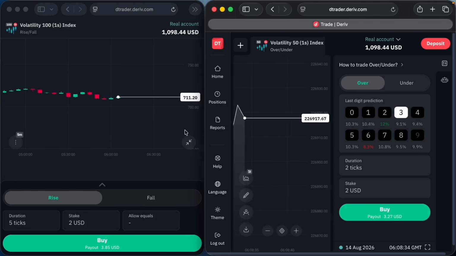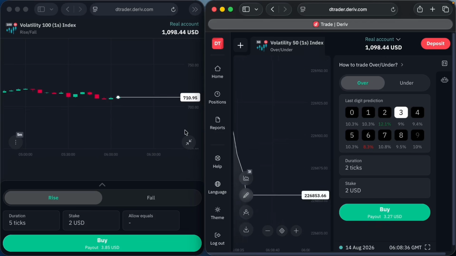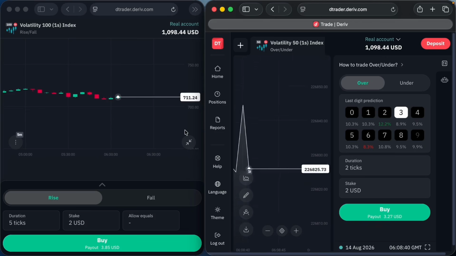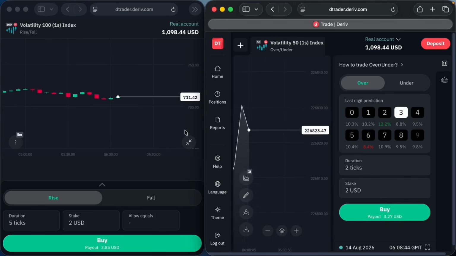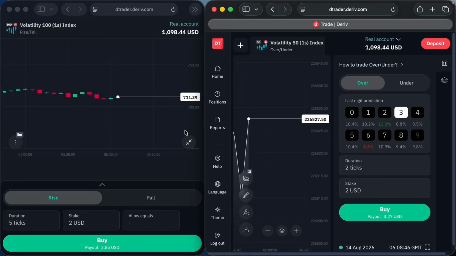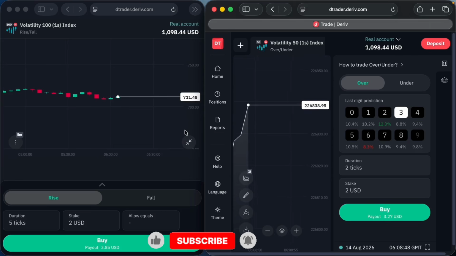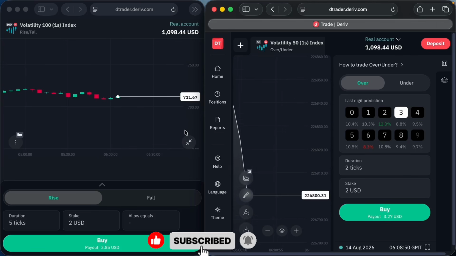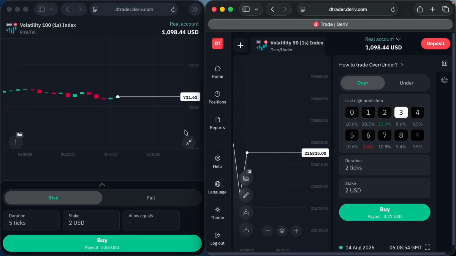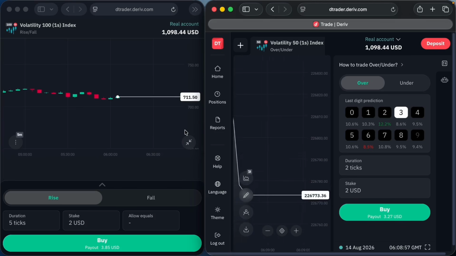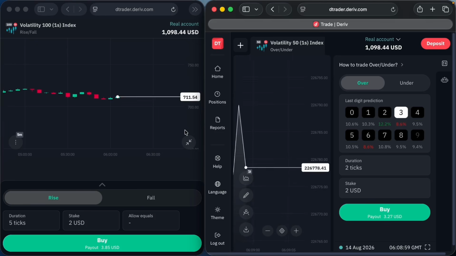The problem becomes even worse if you're using large stakes or trying to recover losses. You might win several trades and then lose a large portion of those profits in one bad trade. So even though some of the contracts may look statistically attractive, you still need discipline. You still need risk management, and you still need to accept that there is no guaranteed trade. Now let us look at rise and fall.